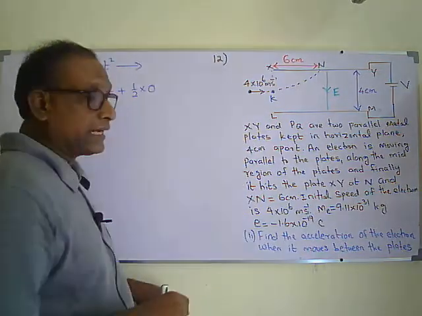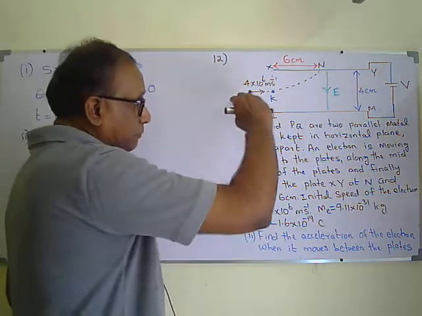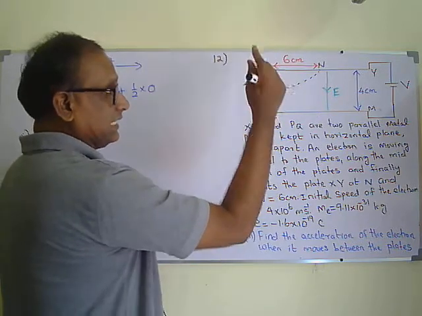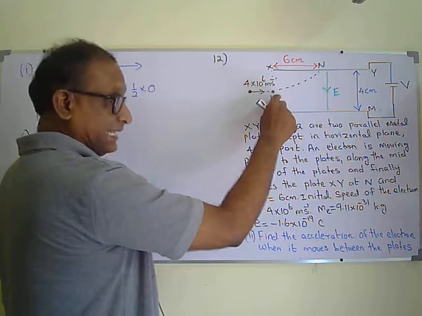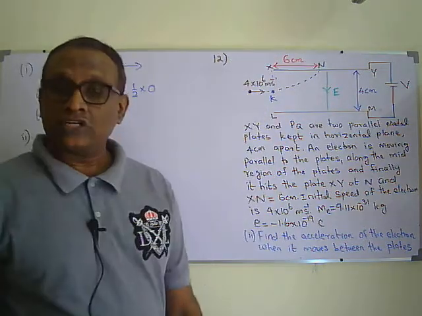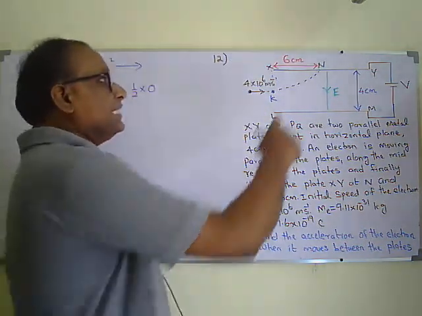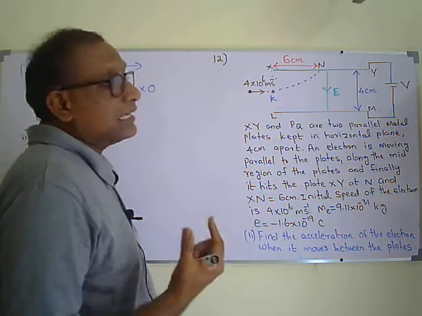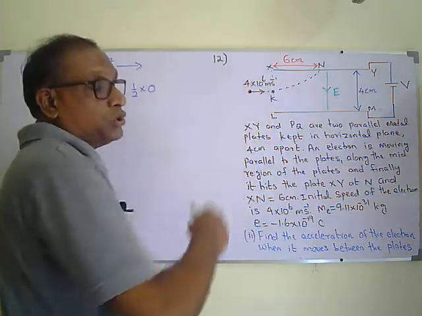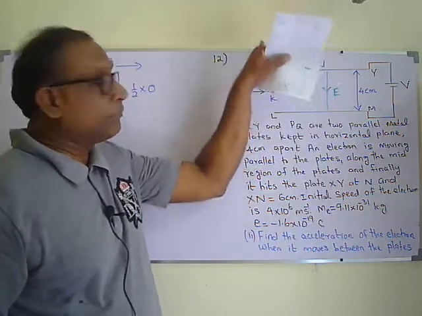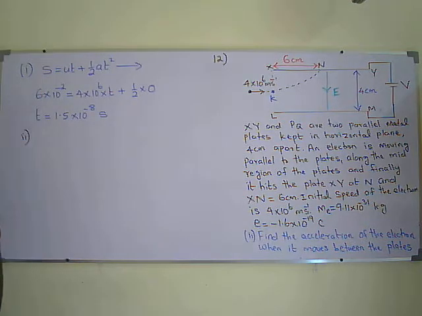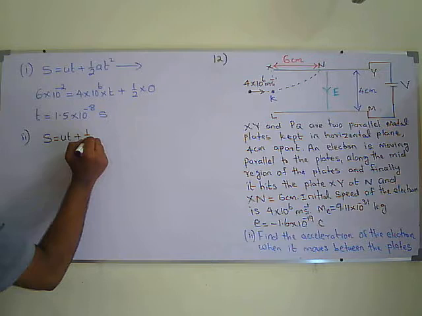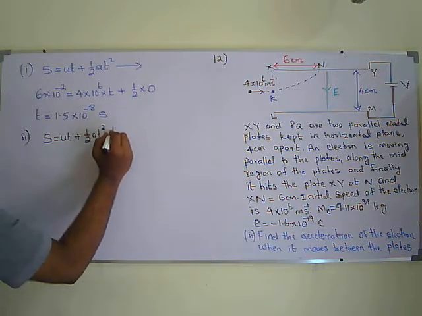So if the electron is moving parallel to the plates, it means the velocity is parallel to the plates. So the vertical component of the velocity initially, when it enters the plates at K, will be equal to 0. When it hits the point N, the vertical displacement is 2 centimeters and the acceleration due to the electrostatic force will be in the upward direction. So I can use the equation S equals ut plus half at squared, upward direction.